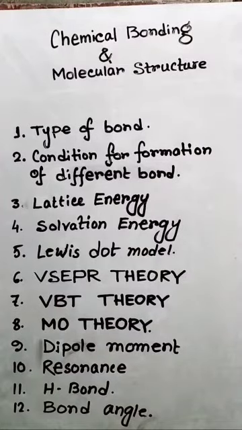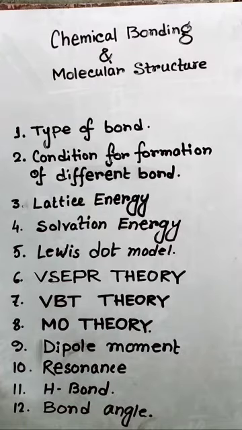Hello, students. So, today we start a new chapter, that is chemical bonding and molecular structure. This chapter is very important to know different types of bonds as well as different structural arrangements of a chemical compound.